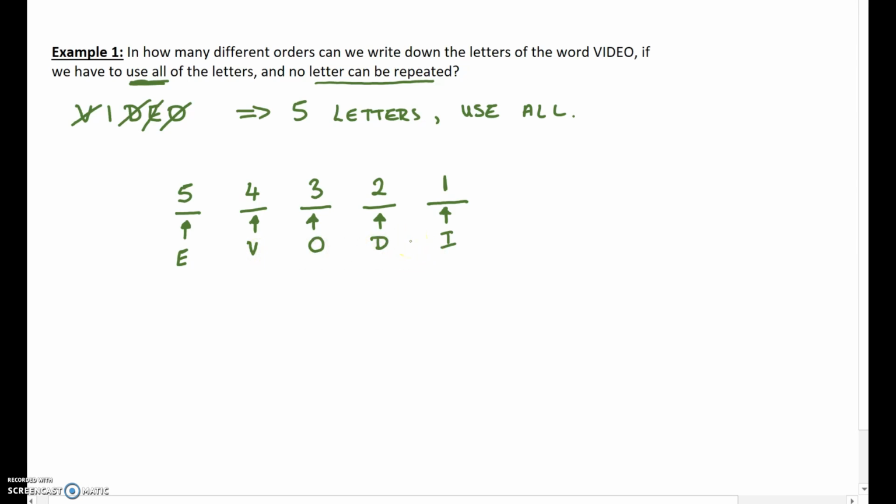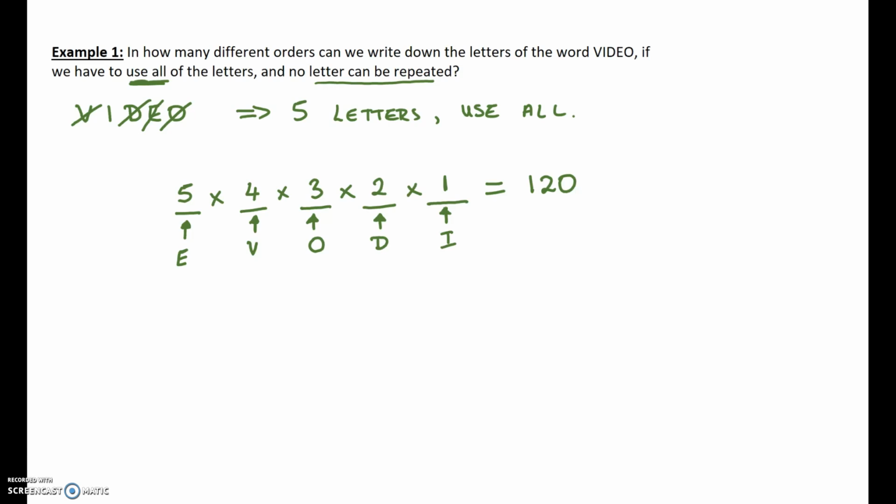But to find the total number, which is what we're interested in, you just multiply these all together. You figure out the number of letters or objects that you have for each slot one at a time, and then you multiply them all together. So that's 5 by 4 is 20, by 3 is 60, by 2 is 120, by 1 is 120. So there are 120 different ways in which you can mix up the letters of the word video.